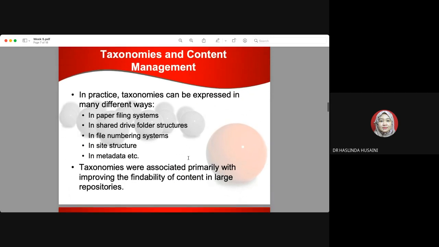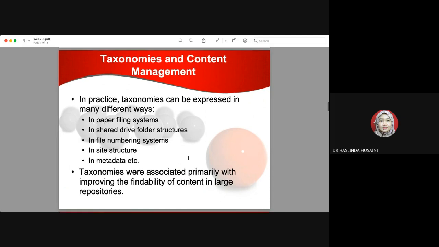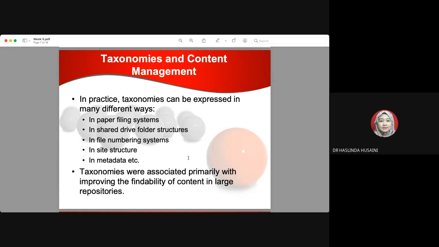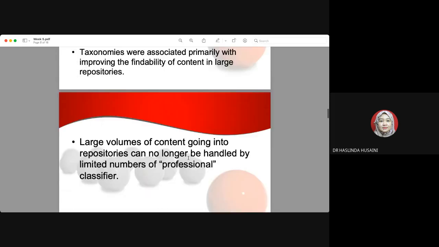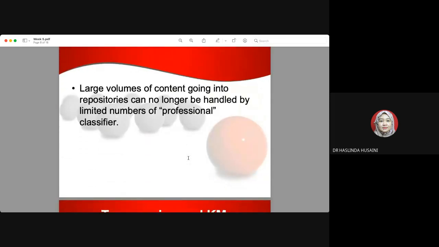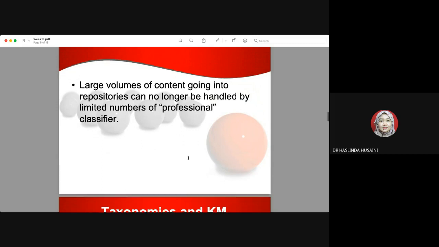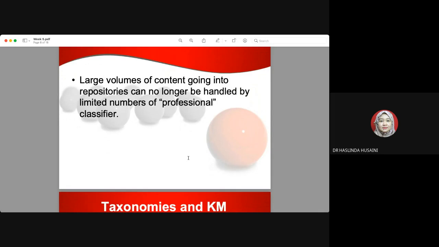Jadi contohnya maklumat tu mungkin ada dalam poster, ada dalam cara kerja manusia. You need to capture, kena classify, masukkan dia dalam satu repository system. Okay, so that easy for the user dan user tu dapatkan semula maklumat tersebut. Tapi dalam bentuk repository lah. So large volumes of content going into repositories can no longer be handled by limited numbers of professional classifier. So the flow of content in the business activity is actually besar sebenarnya.